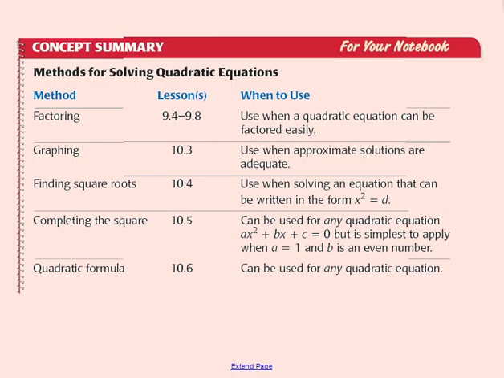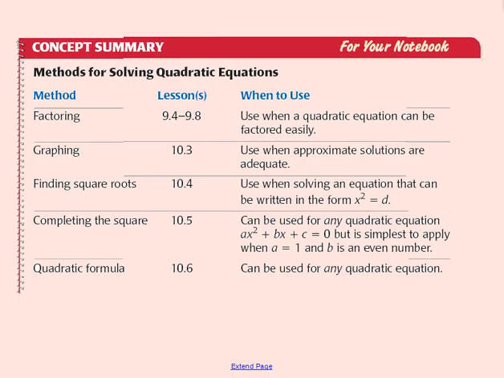Graphing is a fabulous way to get a quick answer, or if you just want to know the approximate solution, you can pop out a graph on your graphing calculator in almost no time and determine about where the answers are. Even doing it by hand, you could get a good approximation. Finding square roots is ideal when you don't have a middle term at all. X squared equals d, because all you have to do is take a square root and put a plus minus on the front and you are good to go.